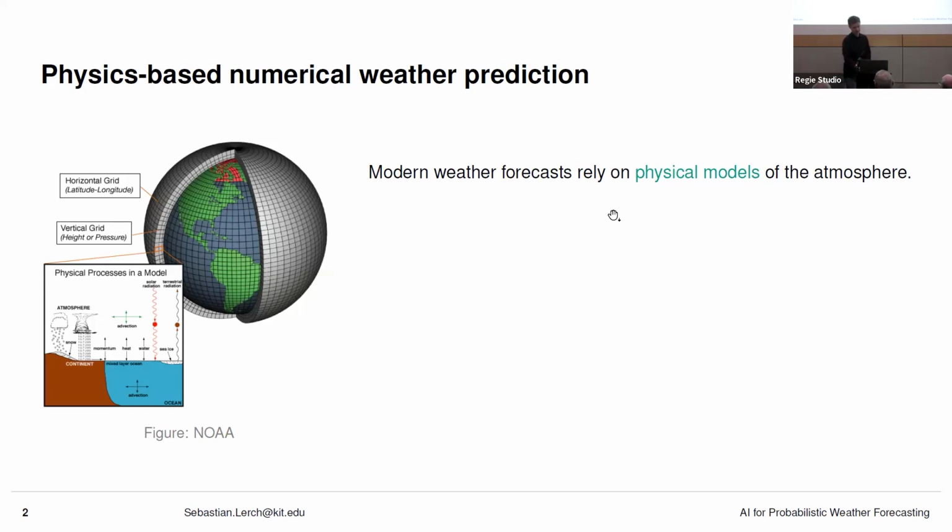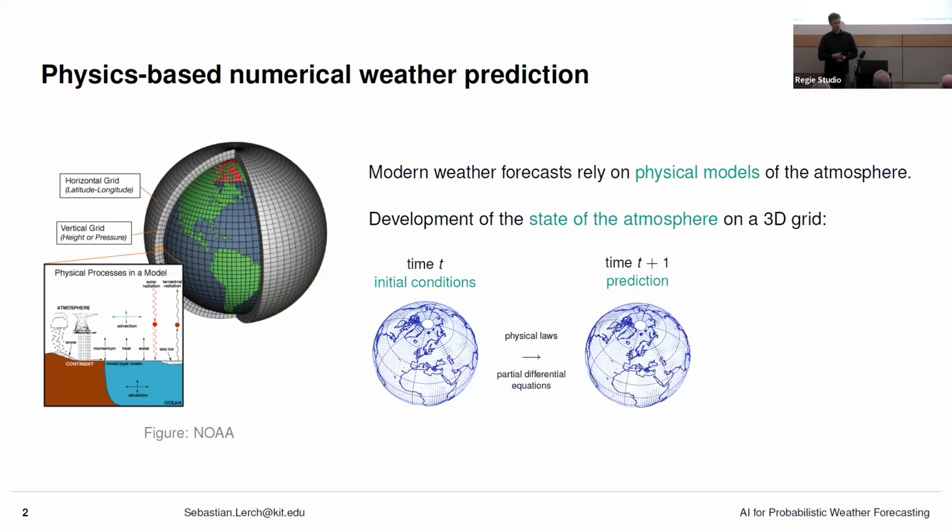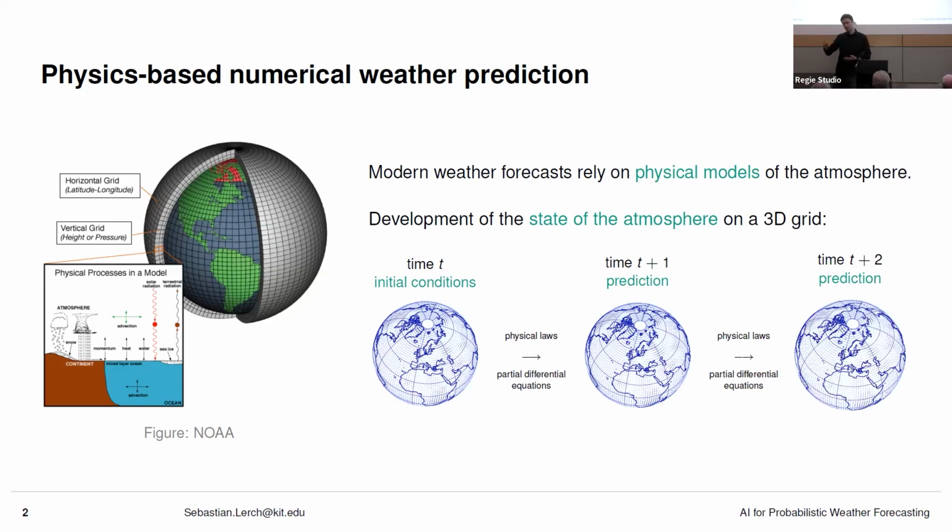Now, how this looks in practice is that given a best estimate of the initial state of the atmosphere, initial conditions at some time, we can then use the physical laws modeled via systems of partial differential equations to make a prediction for the state of the weather in the next time step, which we can then again use as an input to these equations and get the next prediction at the next time step. In this process, however, there are lots of uncertainties.